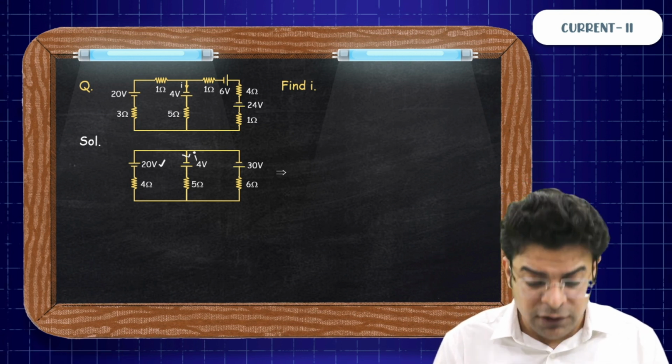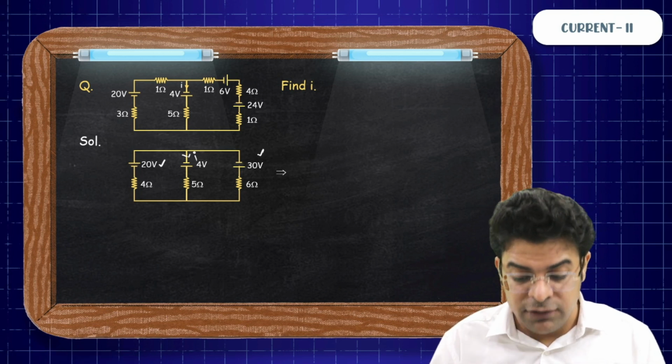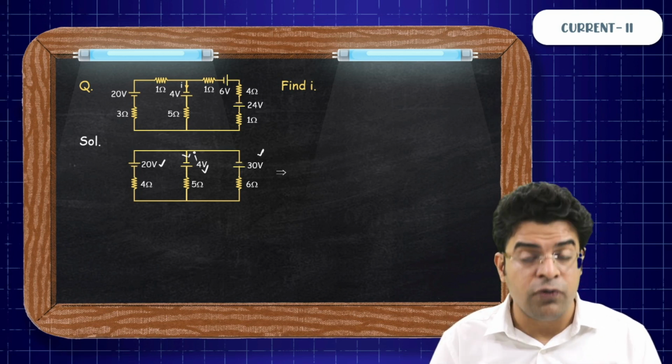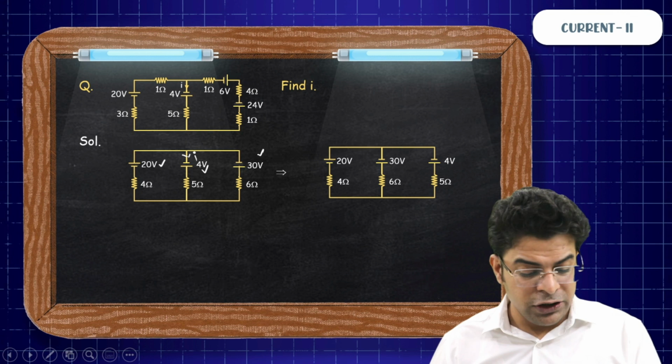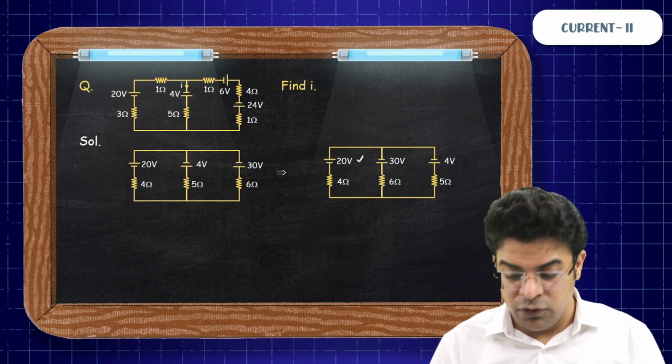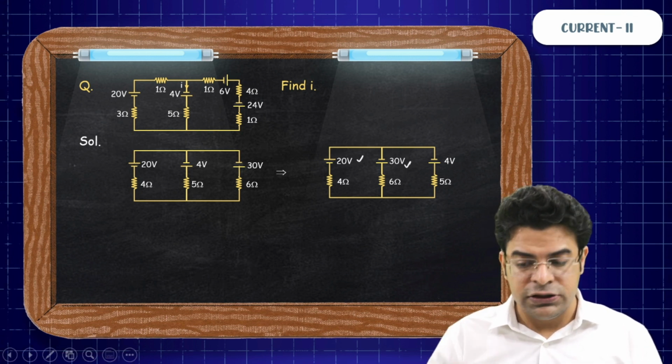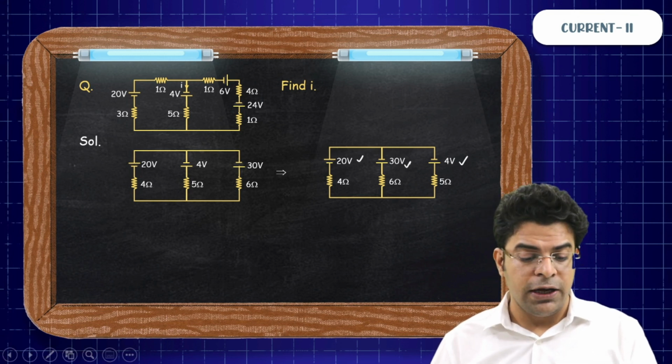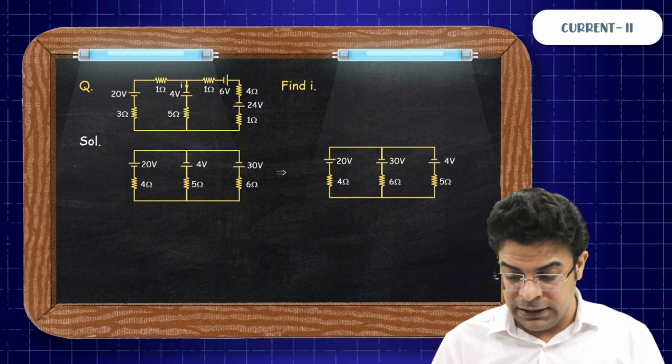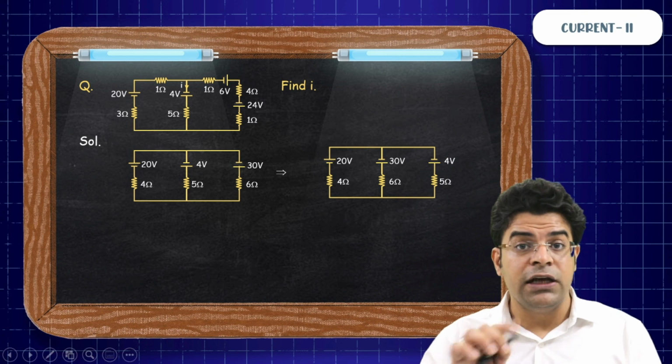This 20 volt wants the upper side to be higher, this 30 volt wants the lower side to be higher, this 4 volt wants the lower side to be higher. So reswap them. Still 20 volt wants the upper side to be higher, 30 volt wants the lower side to be higher, 4 volt wants the lower side to be higher. And now you can combine these two cells to make a single loop.